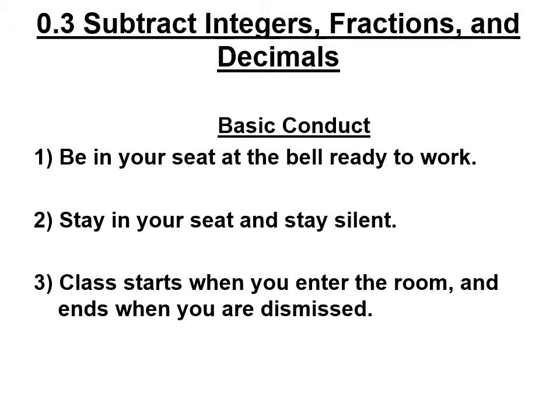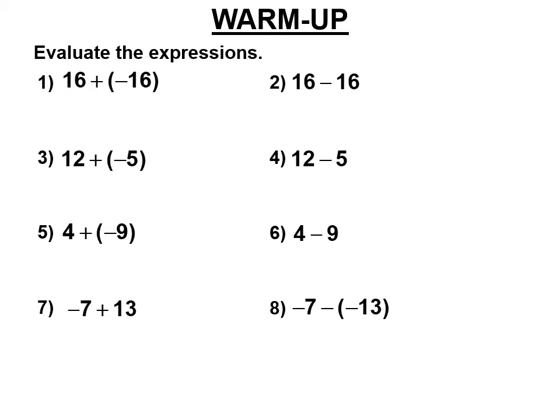So welcome to 0.3. In 0.2, we were adding integers, fractions, and decimals. Today we'll be subtracting them. So do these problems. So hopefully that is an example of two opposites being added together, which is what property? The inverse property of addition. And 16 plus negative 16 equals 0.